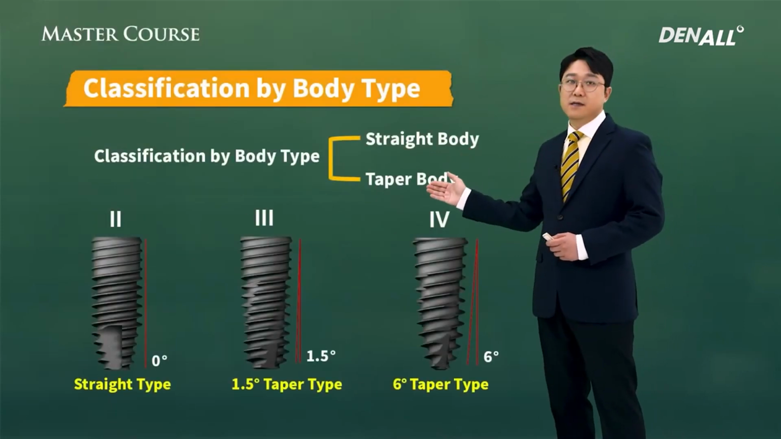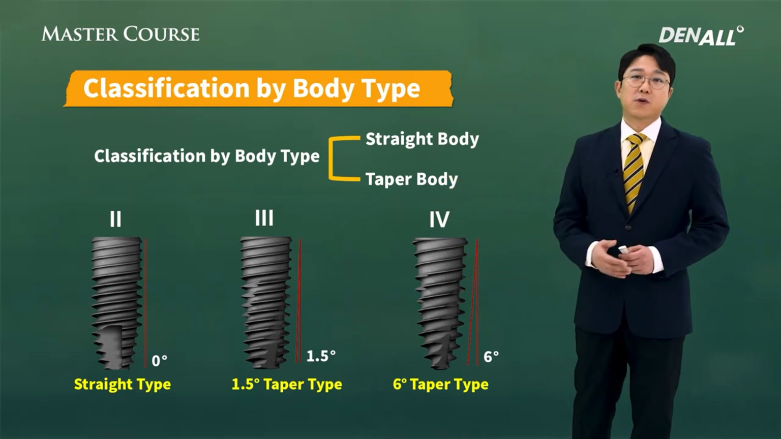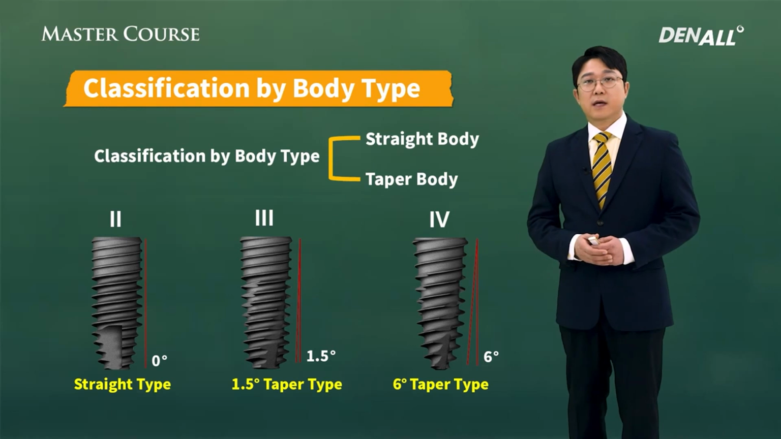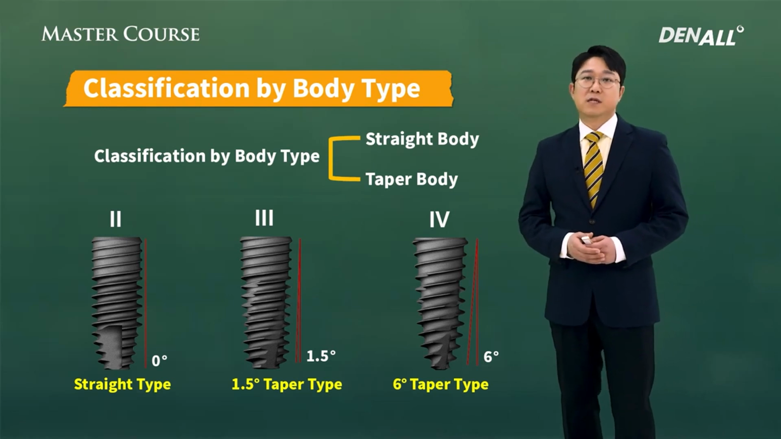Let's look at how body types have changed. At the beginning, the body of the implant mostly were straight.